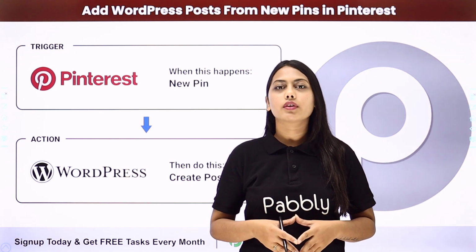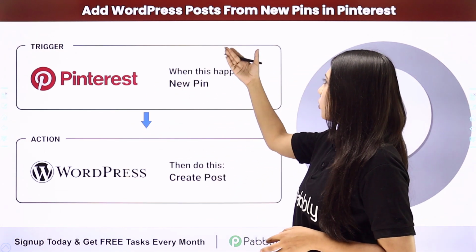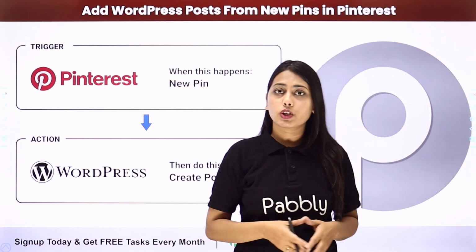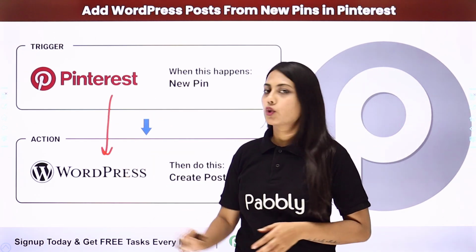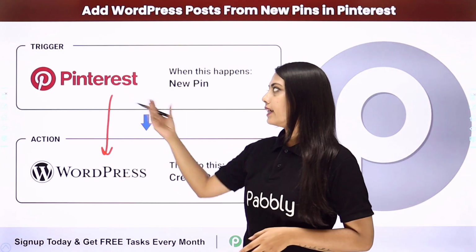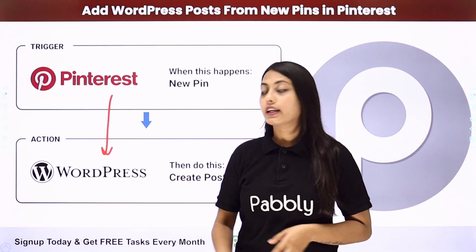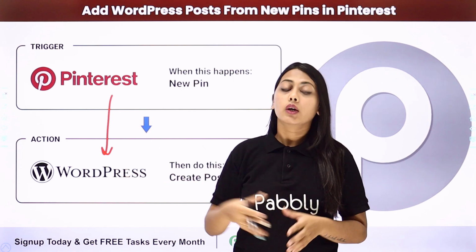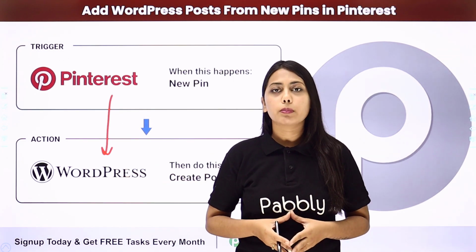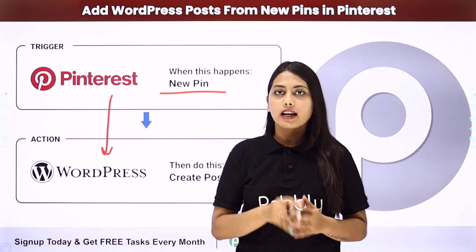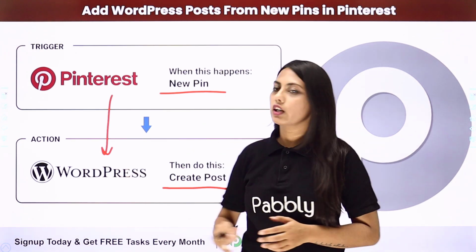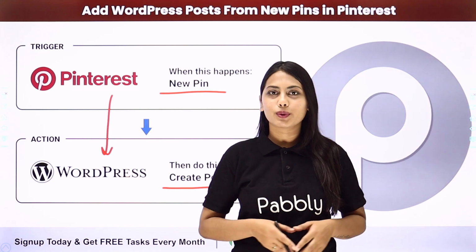Hello everyone, today we will learn how to add WordPress post from new pins in Pinterest. In this video, we will learn how you can integrate Pinterest and WordPress in such a way that every time a new pin is created in Pinterest, a post is created in WordPress using the same content. We will be creating this automation with the help of Pabbly Connect. Here our trigger will be the new pin in Pinterest and our action will be create a post in WordPress. Let us learn how to do that.